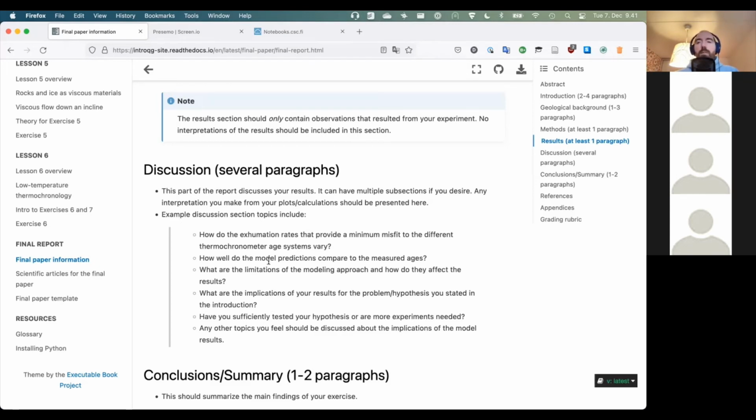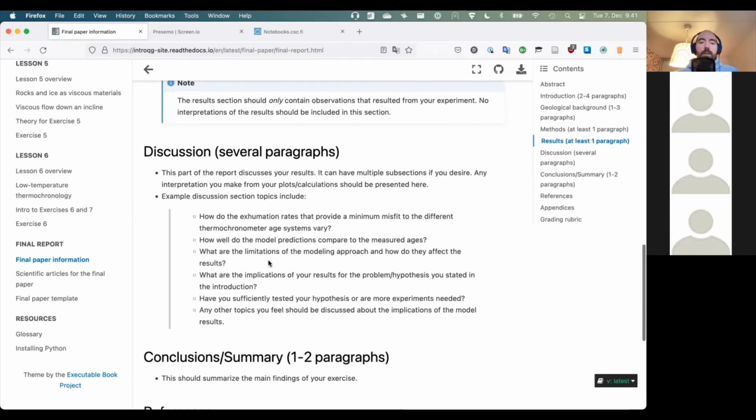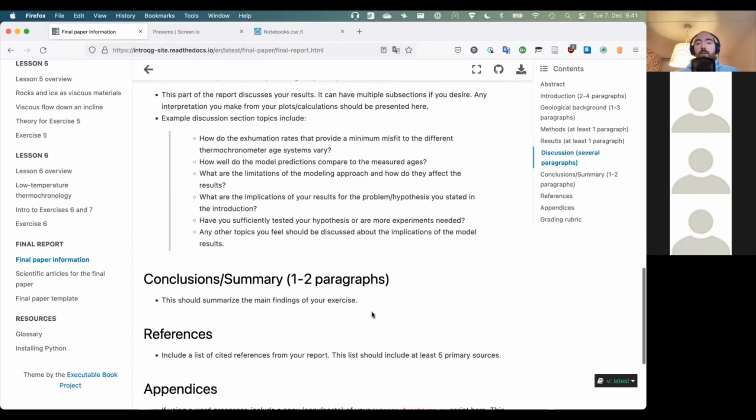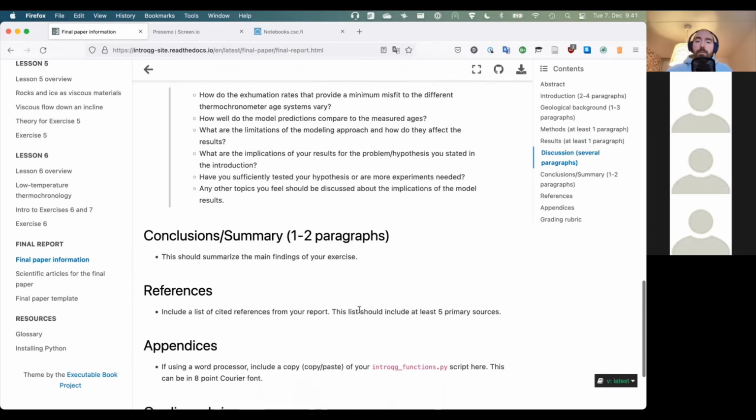And then finally you can conclude with either a short paragraph or maybe two short paragraphs in the conclusion stating the main things that you found. Then you can list some references. You should have at least 5 primary sources. So these are like 5 journal articles. Coincidentally, I provide a list of 5 or more journal articles that you can refer to, so you don't have to go too far from that list.